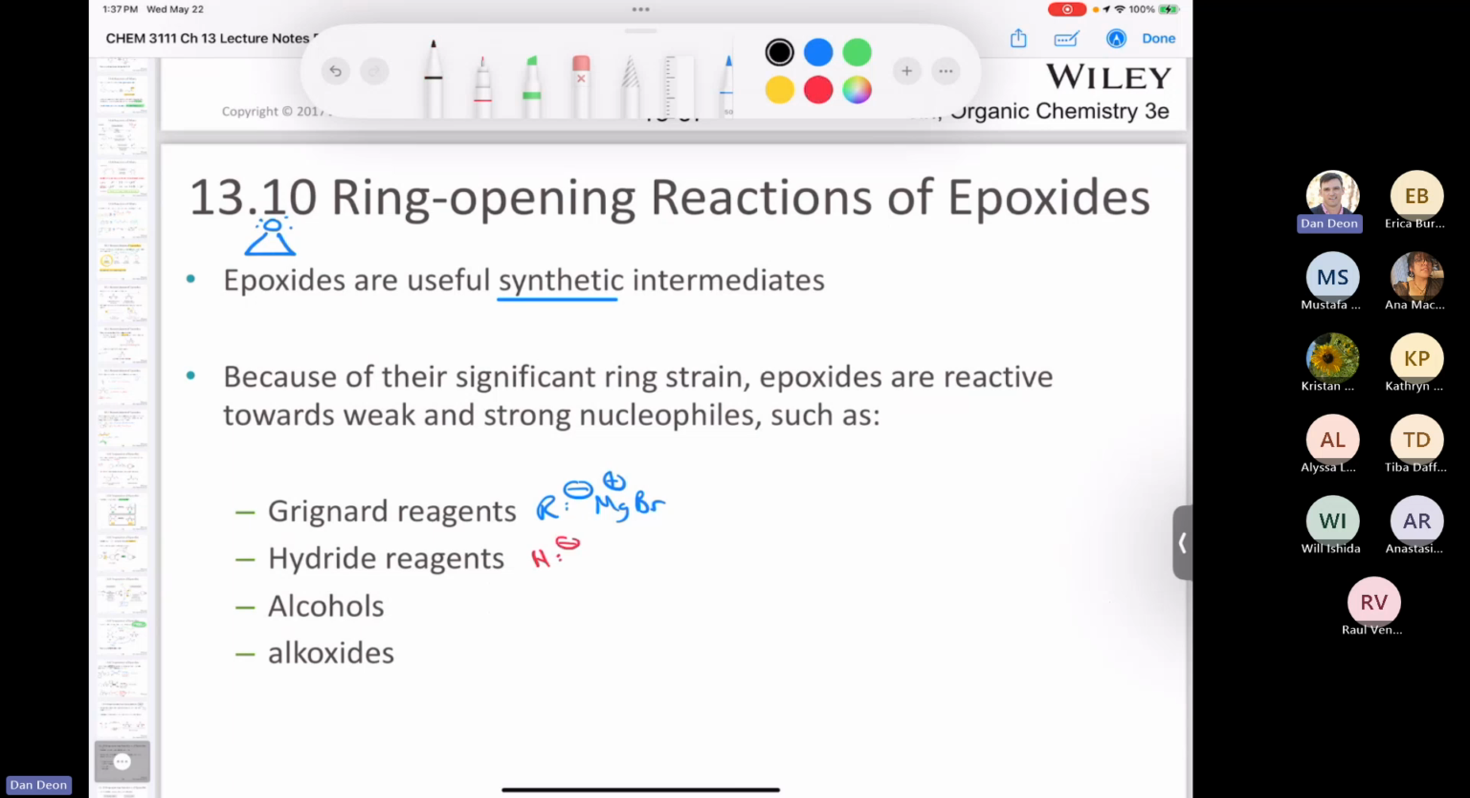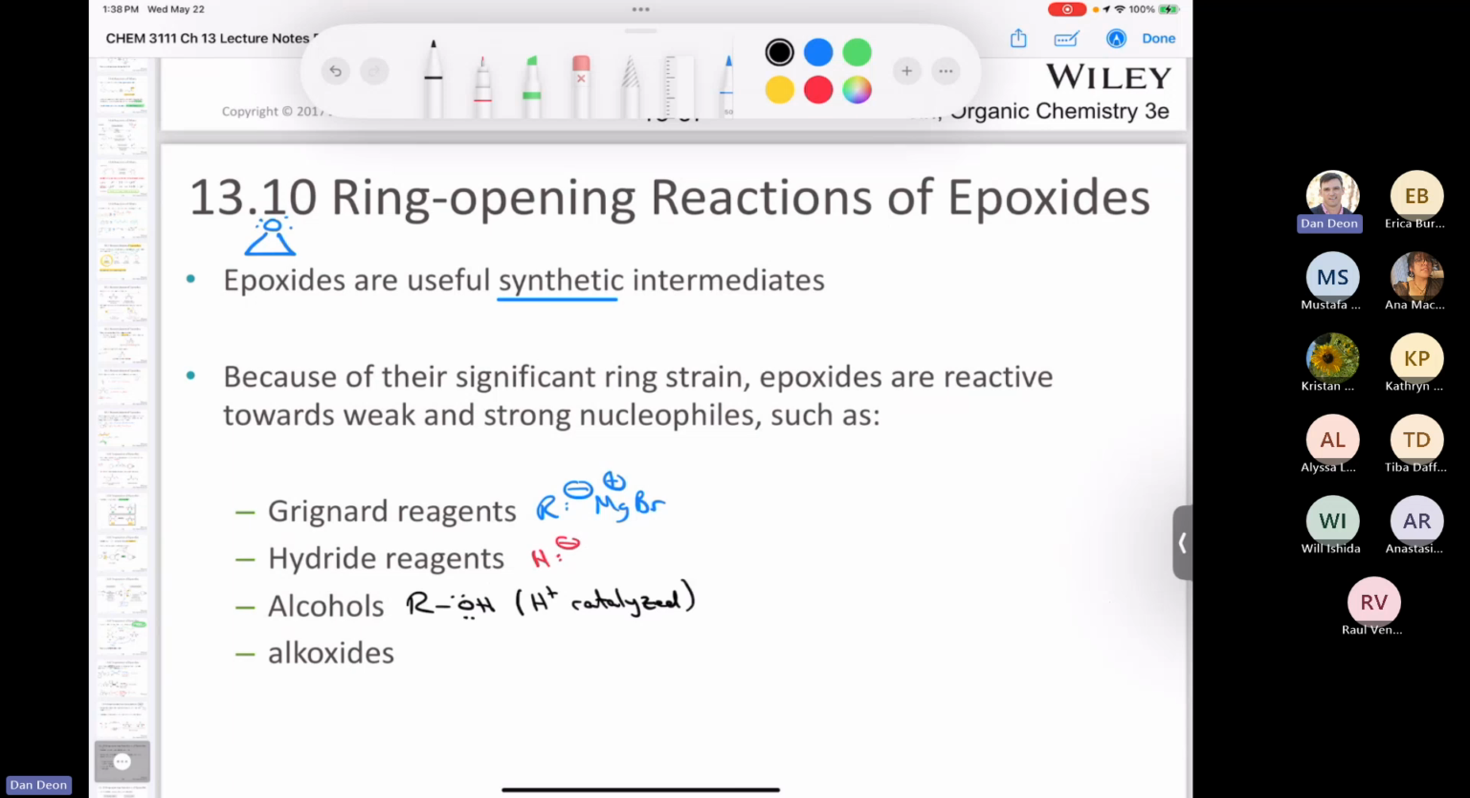An alcohol, which you might say, well, hold on, an alcohol is a weak nucleophile. Hydride is a good nucleophile. A carbanion is a good nucleophile. An alcohol is a weak nucleophile. You're right, it is. Okay, you're absolutely right. And so this has to be acid catalyzed. You see how he kind of mixes up the two here? So I'll separate it for you.